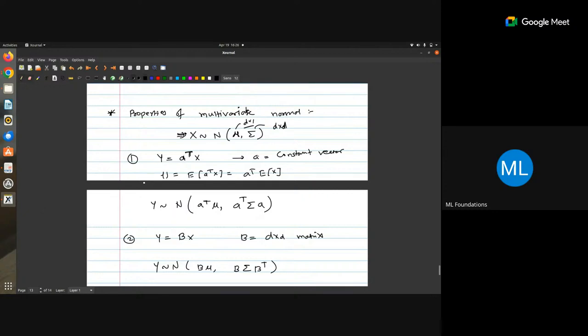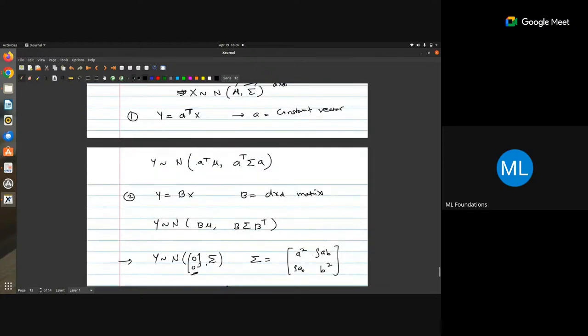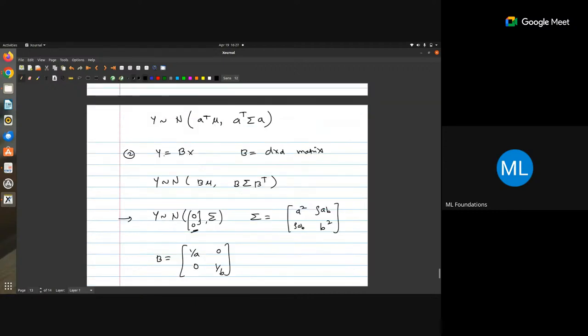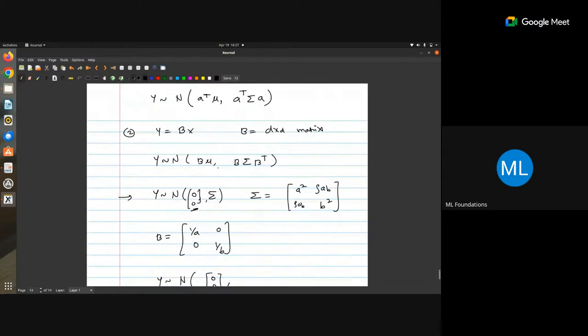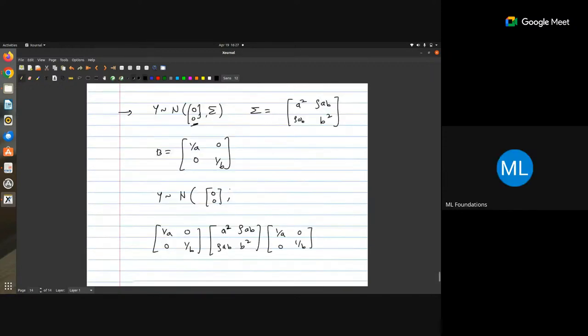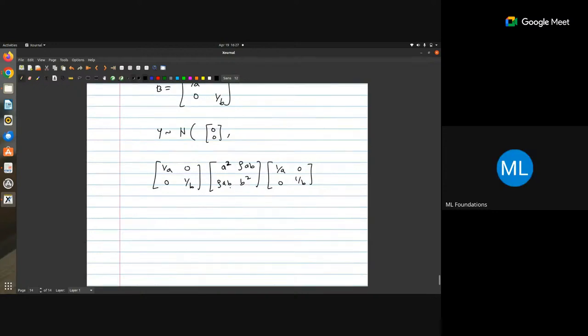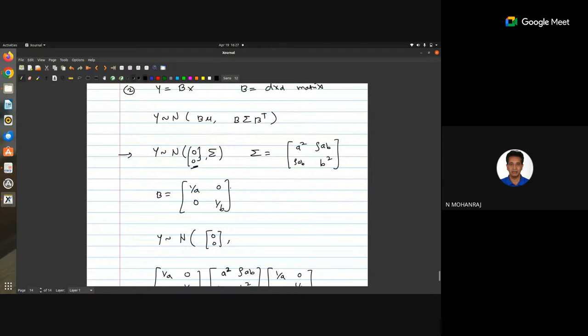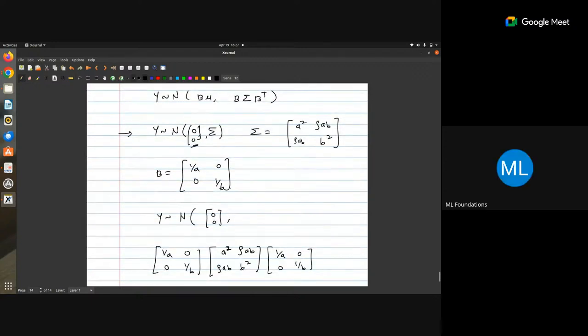Actually, basically these both properties are the same. The only difference is that here A is a vector, A transpose, of scalar or constant values, and here B is a matrix. Otherwise, you can see that both are actually the same. Now, whether B and B transpose switch for the variance, I'll have to check. You can check in the lecture itself, maybe it gives clarity on that.